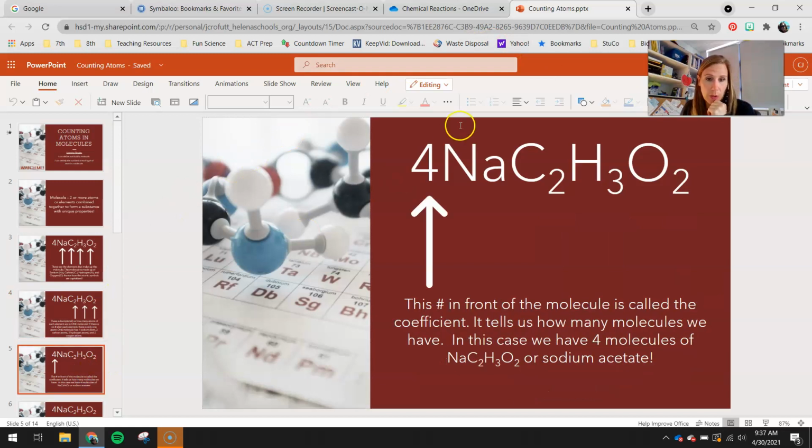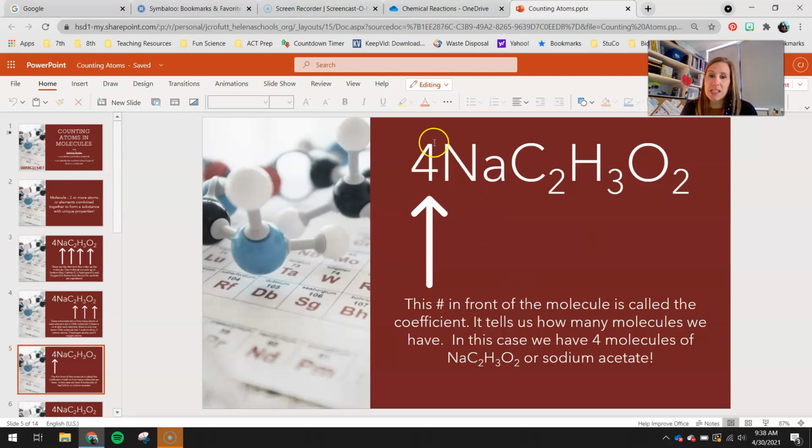I'm going to tell you what this big number in front means. This is called the coefficient. It tells us how many molecules we have. Okay, so the last slide we talked about just the number of atoms in one molecule, but in this case we have 4 molecules of sodium acetate. So this number in front of the molecule is called the coefficient. It tells us how many molecules we have. In this case we have 4 molecules of NaC2H3O2 or sodium acetate.